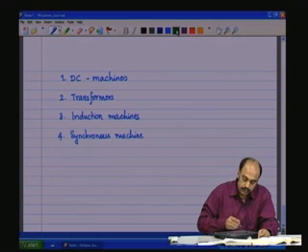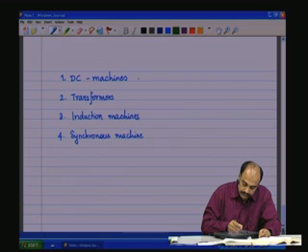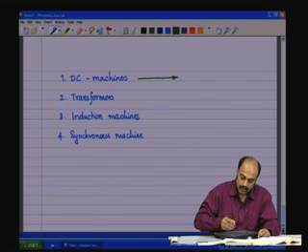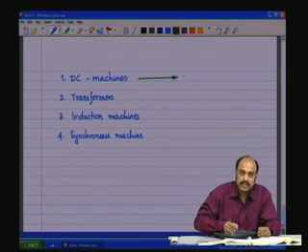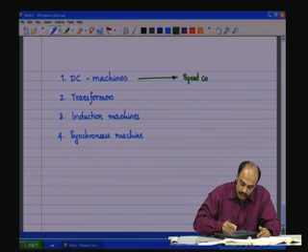Now if we take the DC machine itself, one of the important interesting projects would be speed control of DC motor.